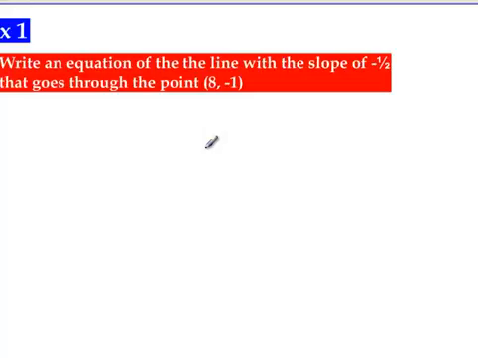So what are we going to do with that today? Here's what we're going to do today. We're going to write the equation of the line with the slope of negative 1/2 that goes through the point (8, negative 1). We want it to be in slope-intercept form when we get done. So that's how we're going to get started.